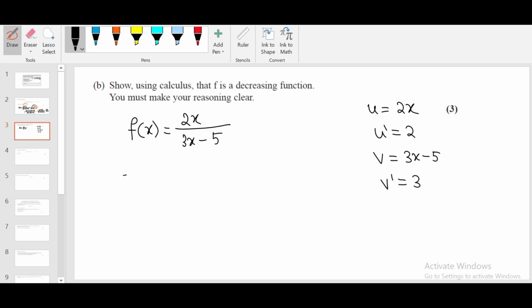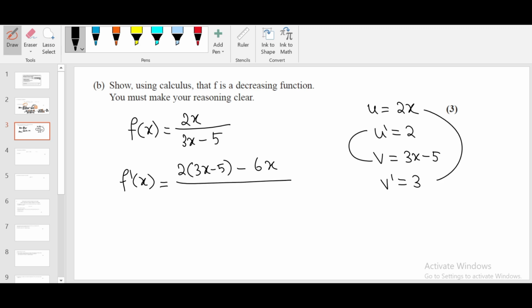So the quotient rule is f dash of x is equal to v u dash, 2 times this, minus u v dash, which is 6x, divided by v square. So when you open the bracket, the 6x can be cancelled. 2 times 3 is 6x. So you will get negative 10 divided by 3x minus 5 whole square.